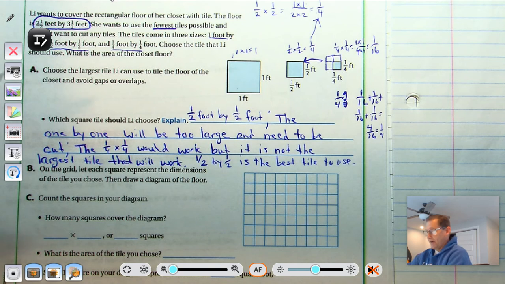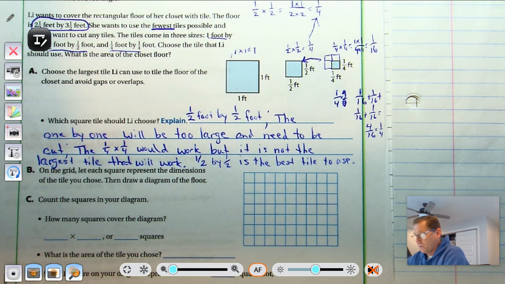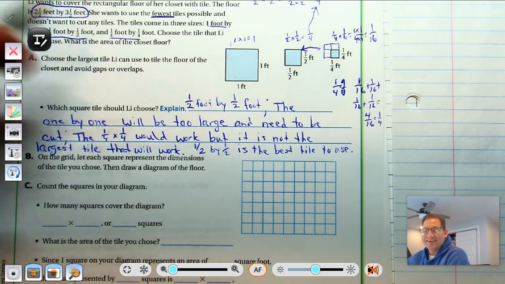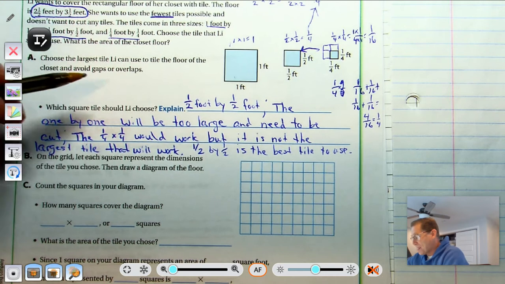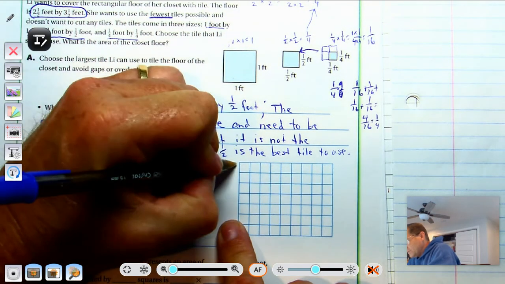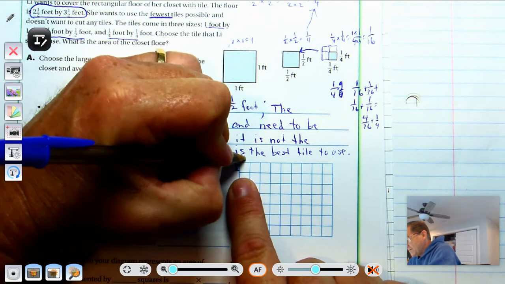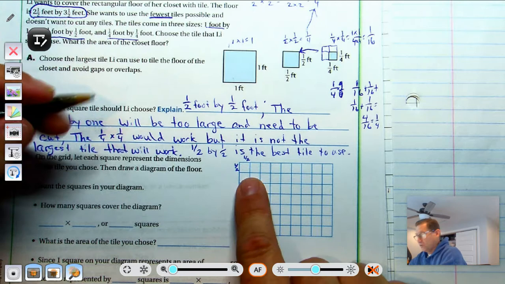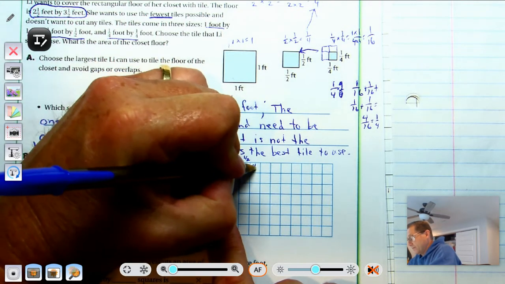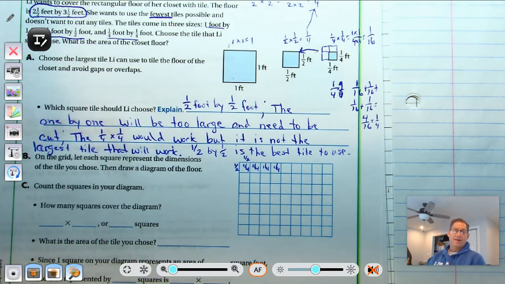So now, on the grid, let each square represent the dimensions of the tile you chose. Then draw a diagram of the floor. So we're saying that each of these, if we look at one side, just this side is going to be a half, and that's going to be a half. So the area of every square is going to be 1/4.